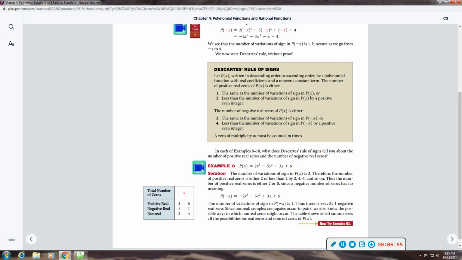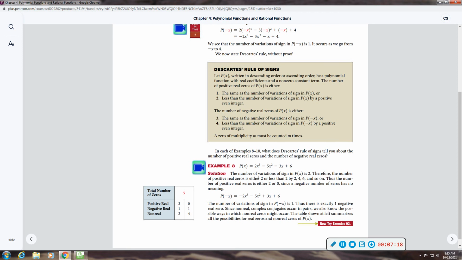Now you also do the same thing. We're going to take P of x, and then we're going to do P of negative x. We're going to plug a negative in. So the number of negative real zeros is the same as the number of sign changes for P of negative x, or, the same concept, less than that by a positive even integer.